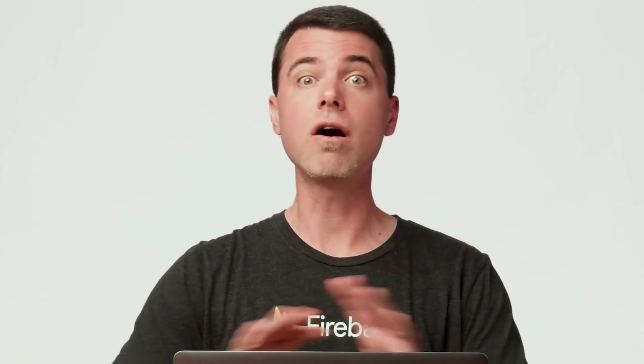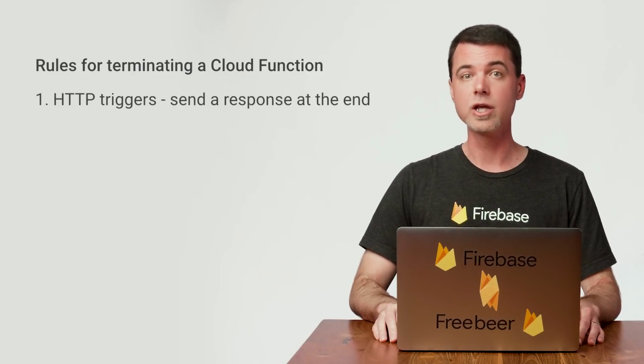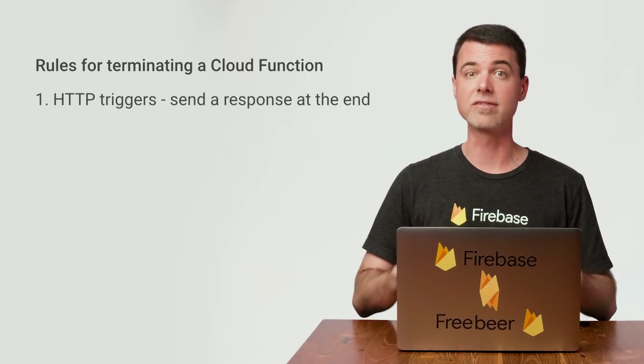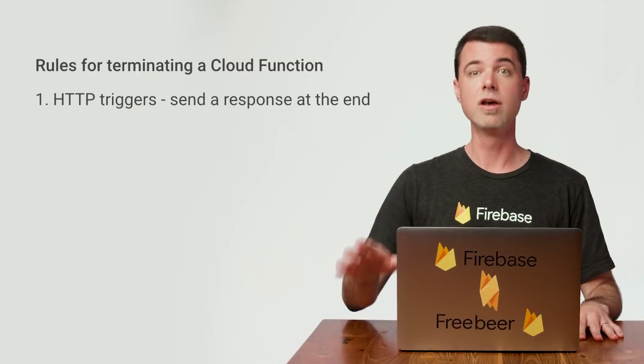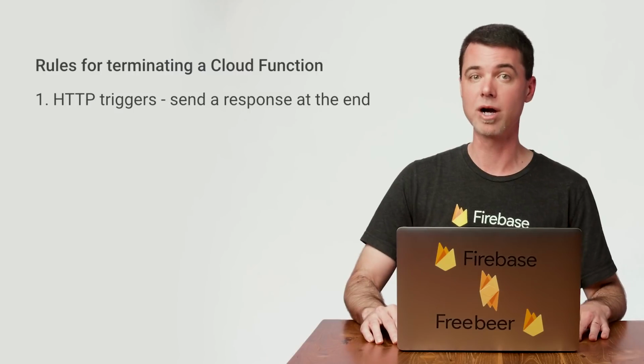Okay. Now you know the basics of using promises in your HTTP functions. Like I mentioned before, nearly all your functions will use promises in some way. Now, let's review those two rules for terminating your functions. First, for HTTP type triggers, you have to send a response to the client as the very last action you take in your function for all code paths in that function. And that's what we did today with the help of promises.